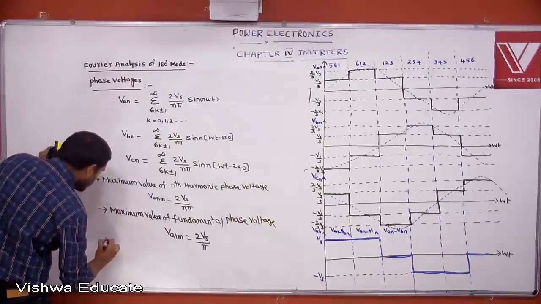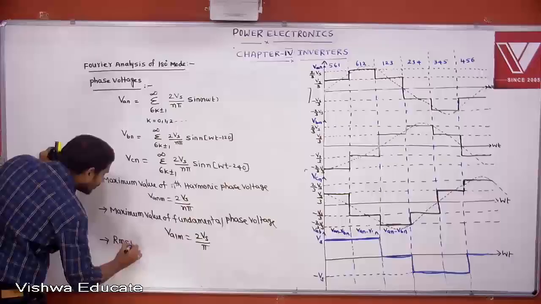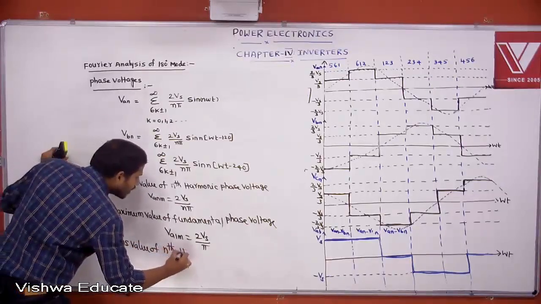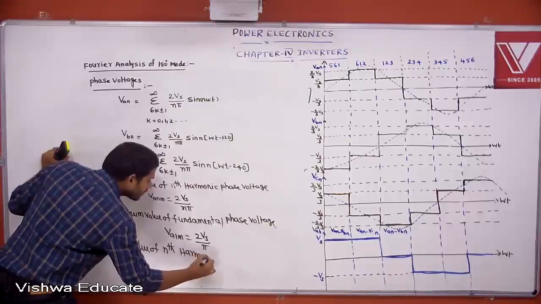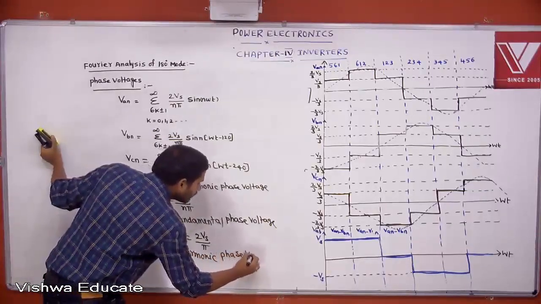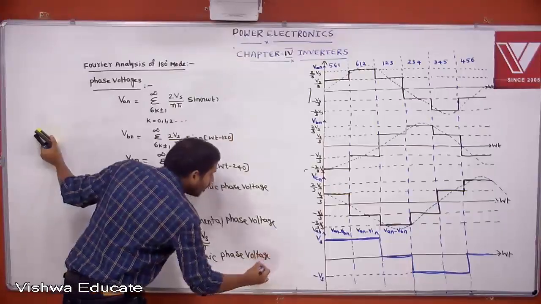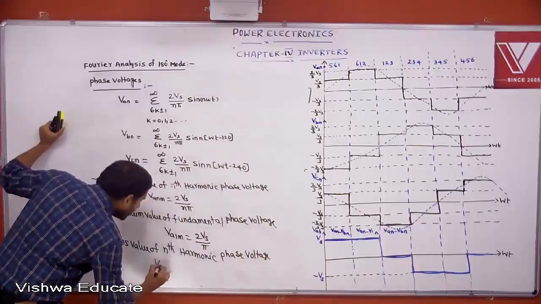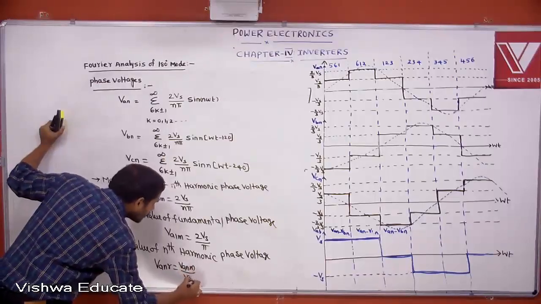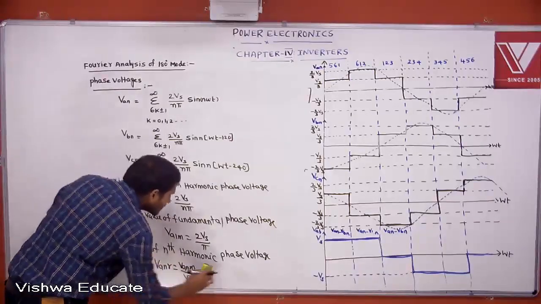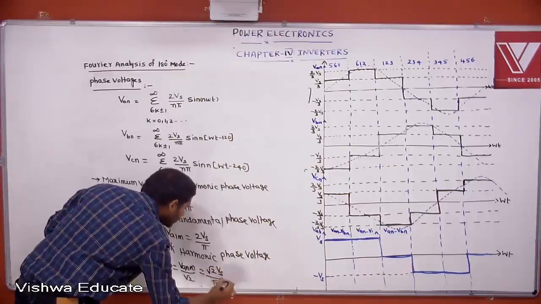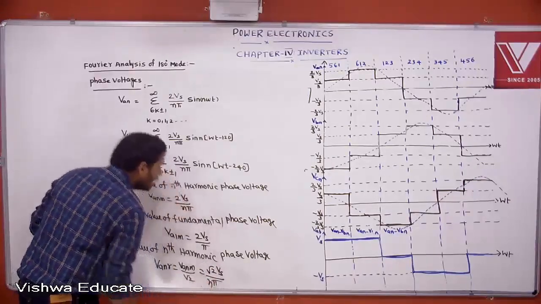Next, the RMS value of the nth harmonic phase voltage. You tell me how much. How to get the RMS value? VANR equals the maximum value by root 2. That is root 2 Vs by n pi.